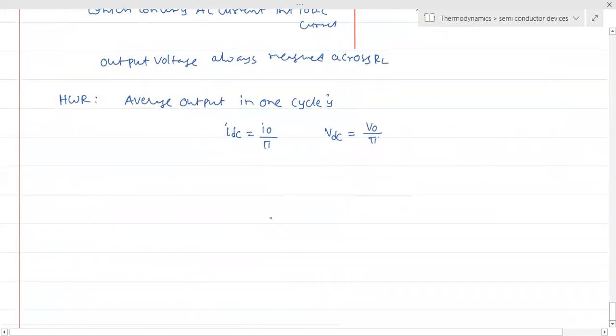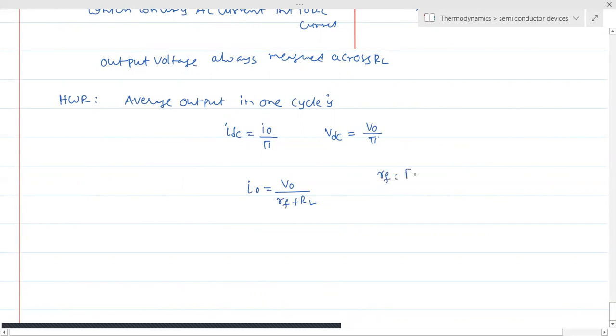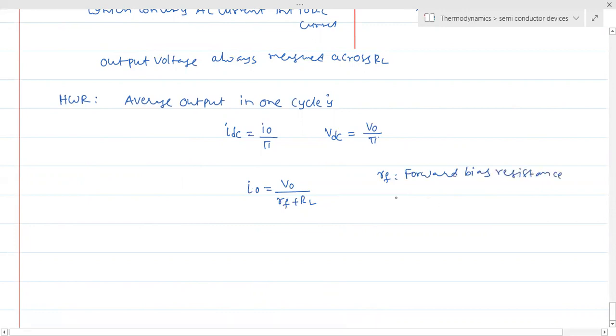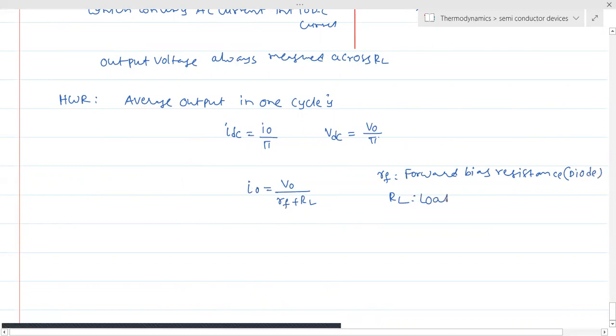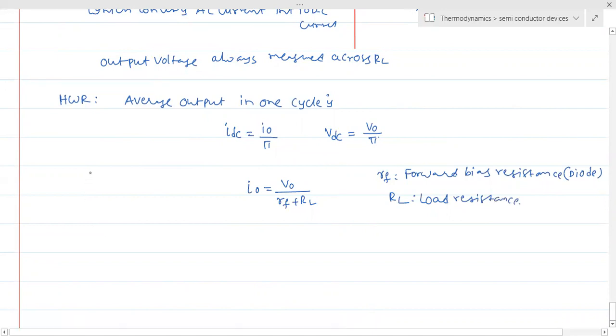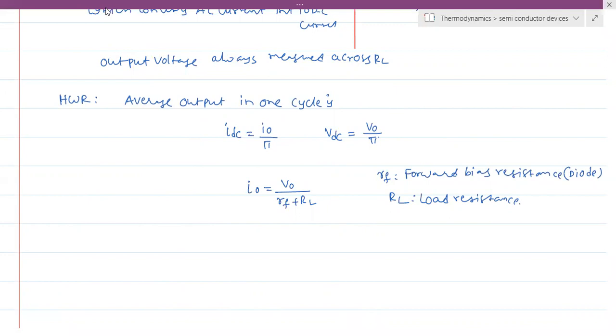the forward bias resistance of the diode, and the other is RL. So now I'm taking the maximum current I0 equivalent to V0 by RF plus RL. Here RF means forward bias resistance of the diode, and RL means load resistance. And also by taking the integration, we are going to obtain the following thing.